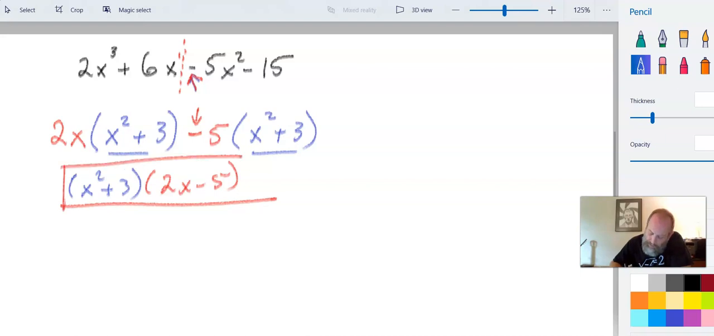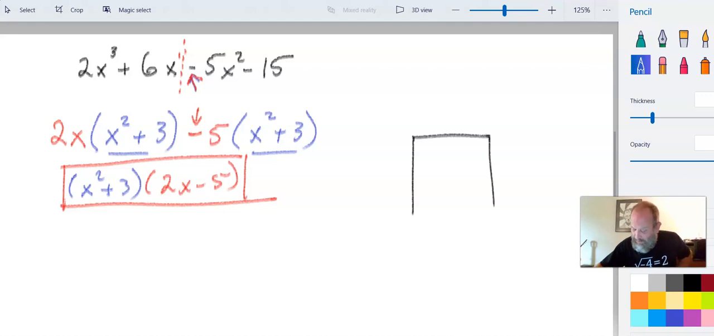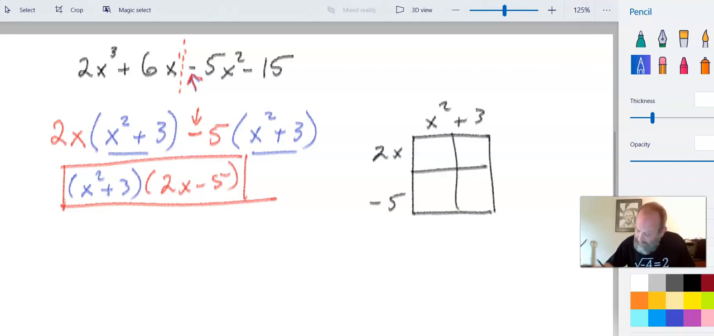And if you really wanted to check, you could always multiply this out just to double check your answer and make sure you have the right thing. You could FOIL it out. I'm going to do one more this way, just in case you haven't seen this before. You'll see one more example of it. So let's see, I have x squared plus 3, and then 2x minus 5. Let's see if we get all the same terms back.